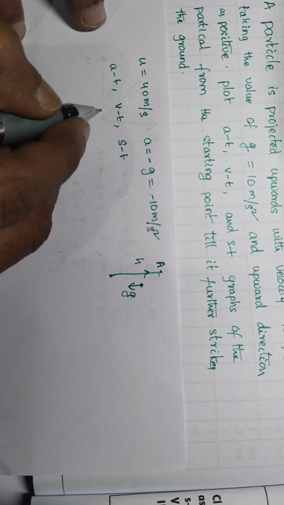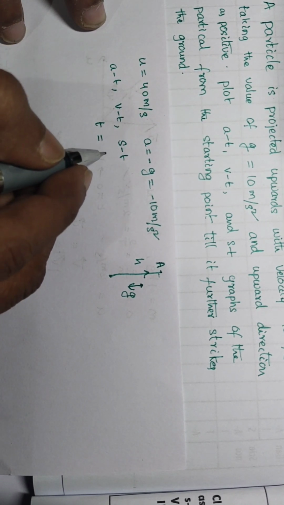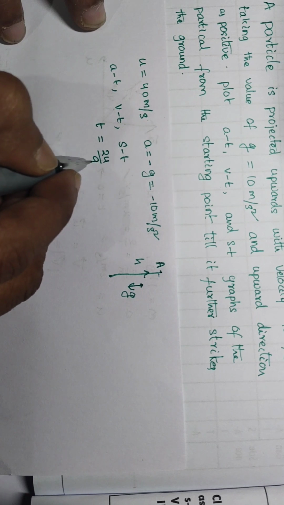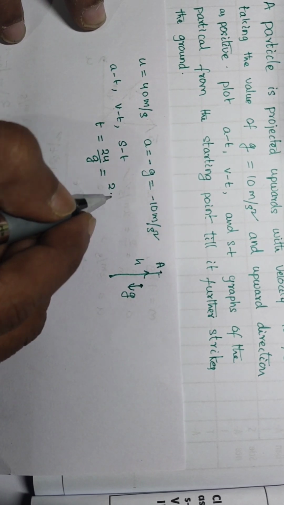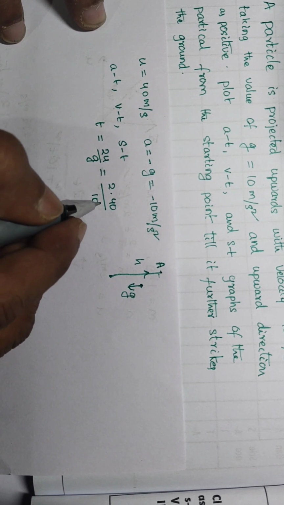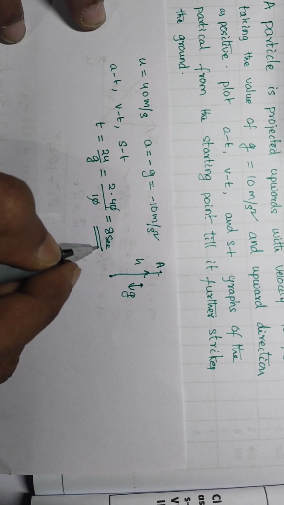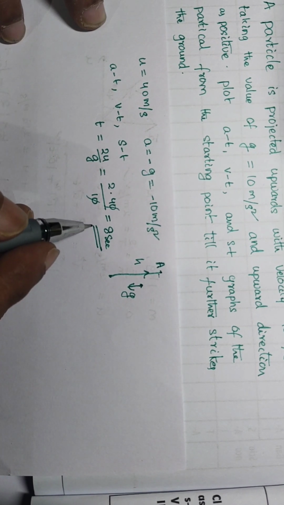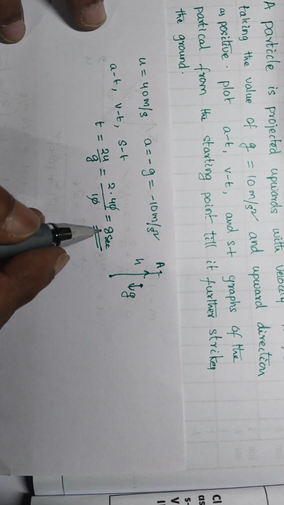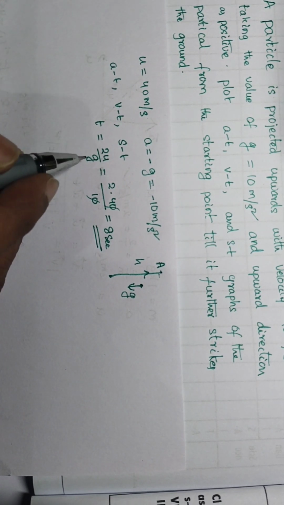So the time t for the total journey is equal to 2u by g, that is equal to 2 into 40 by g, which means 10. So this is 8 seconds. So the total journey takes 8 seconds.